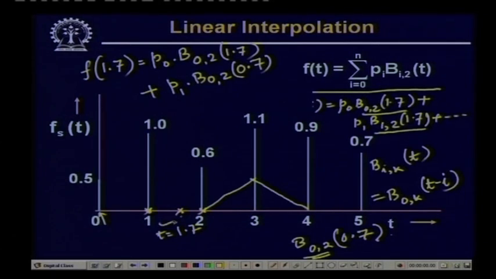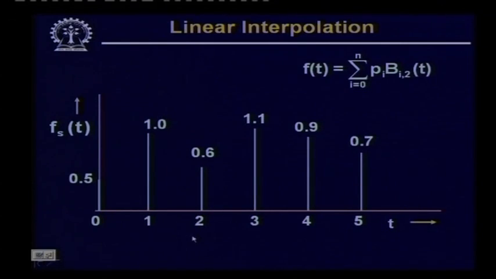Now, here you find that there is a problem. When I am trying to compute the value at t equal to 1.7, the contribution only comes from the sample values at t equal to 0 and t equal to 1. This approximation does not have any contribution from t equal to 2 or t equal to 3. So, your interpolation or approximation is very much biased, because it is only considering the sample values to the left of this particular point. We are not considering the sample values to the right of t equal to 1.7. So, that is a problem with this basic interpolation formula.